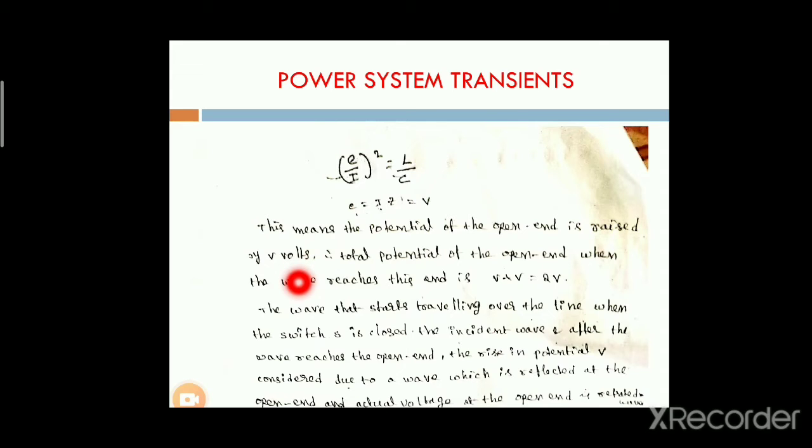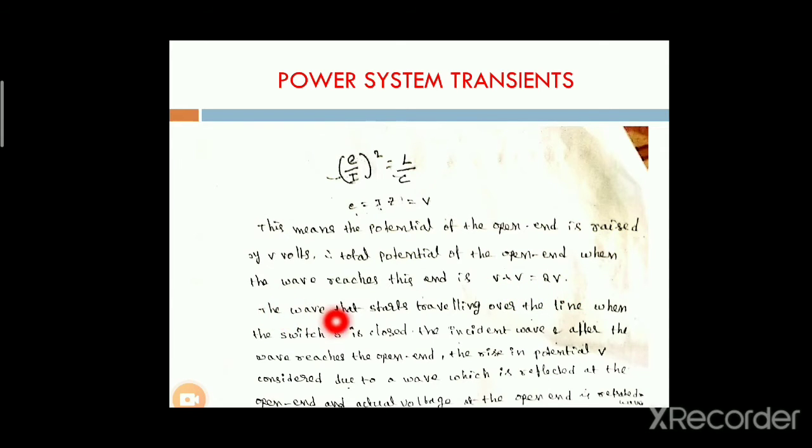Therefore, at the open circuited end the voltage will be raised. The total potential of that open end when the wave has reached it is 2V. If the open circuited end voltage is raised, then the total voltage reached in the waveform at the end is V plus V, which is equal to 2V.